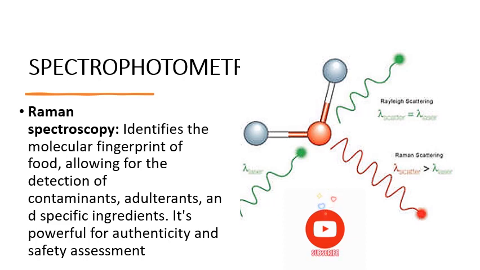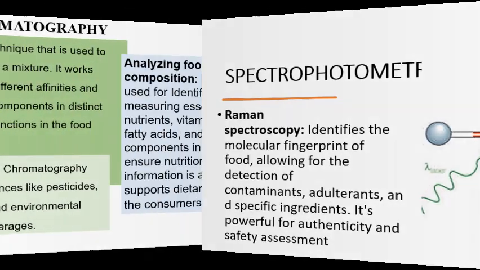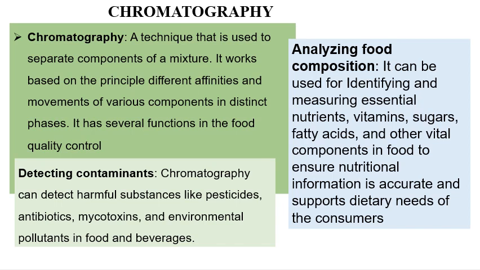That means it provides precise identification and differentiation of components, and it's non-destructive. Non-destructive means it does not alter the sample. It can allow the sample to be used for further analysis or even direct consumption after analysis. There are certain analytical methods that can alter the food, but it doesn't alter the food.